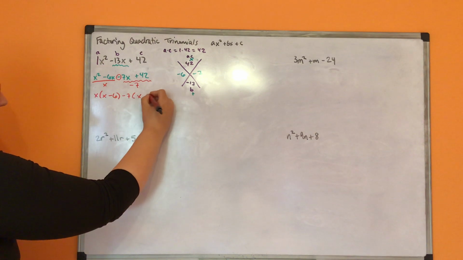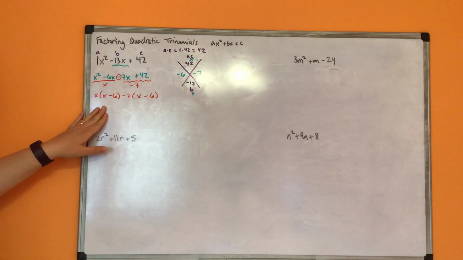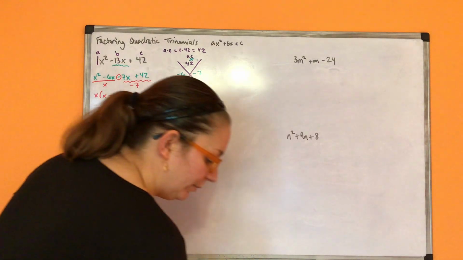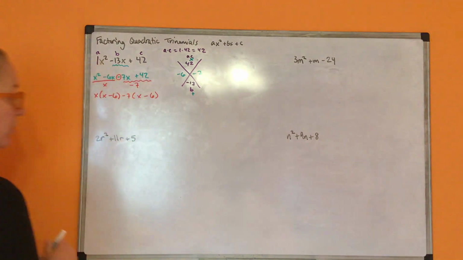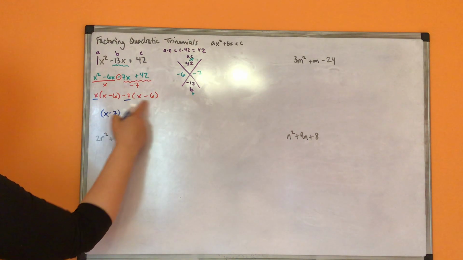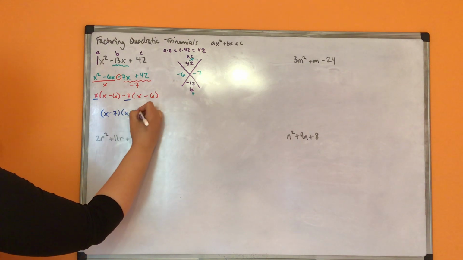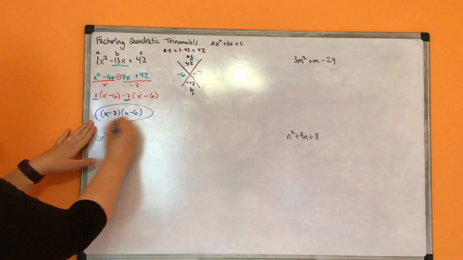42 divided by negative 7 is negative 6. And then we're going to finish this off exactly like we did with factoring by grouping. One set of parentheses is going to be my 2 GCFs, x minus 7. The other set of parentheses is going to be x minus 6. So this right here is my final answer.